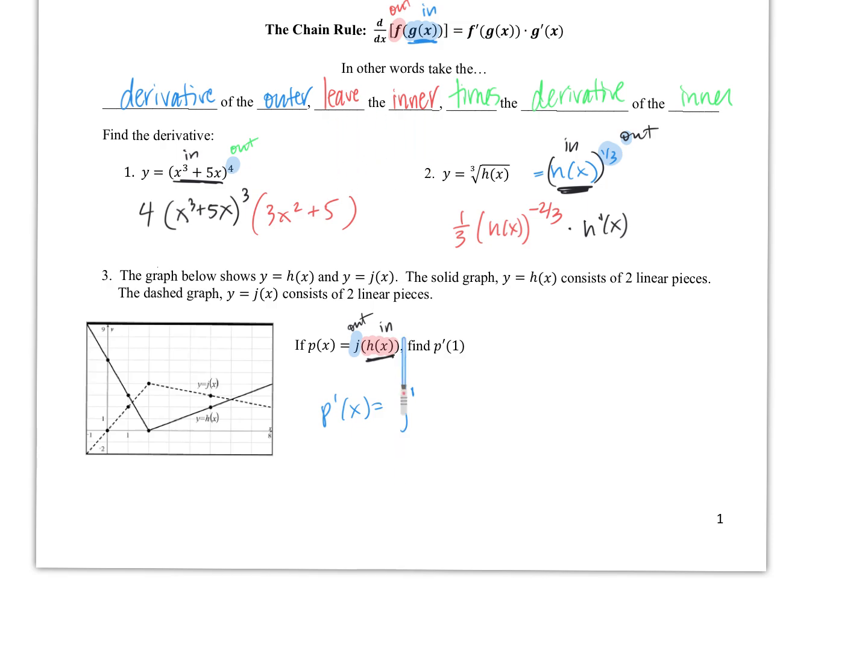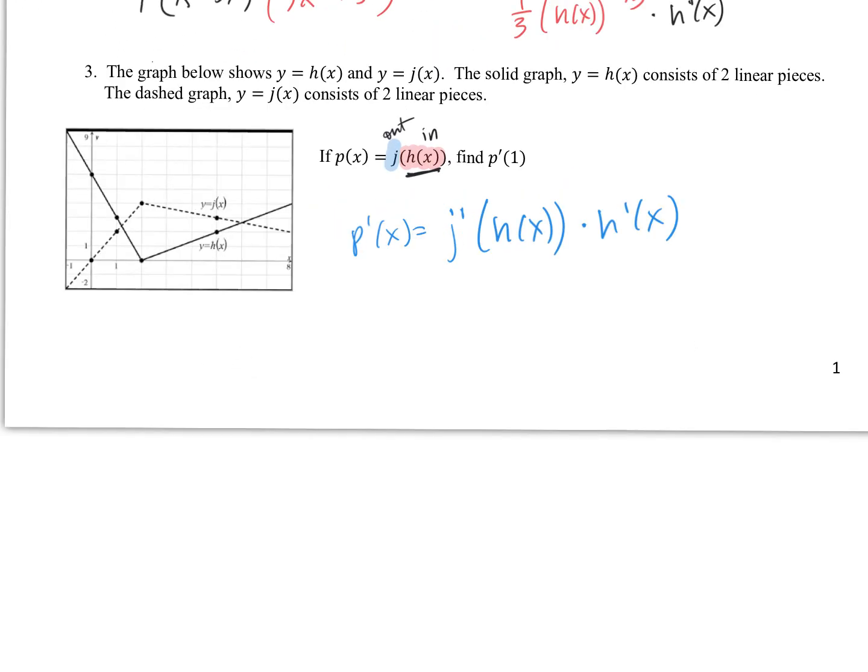What are we going to say? j prime of what? Of h of x. They're not being multiplied. It's of. Great. And then, Gabby, look, it says times the derivative of the inner. What's the derivative of h? h prime, buddy, of x. Perfect. Guys, we're going to go replace every x with a 1. p prime of 1 is j prime of h of 1 times h prime of 1.